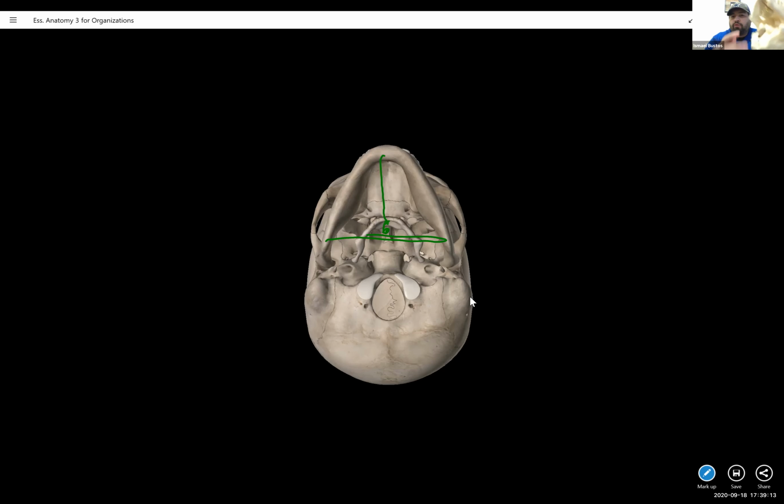Now, rotation is going to be easy to tell, because if the mid-sagittal plane goes right or left, which is the plane that goes down this way, if you see it rotating that way or rotating that way, then you have some rotation.